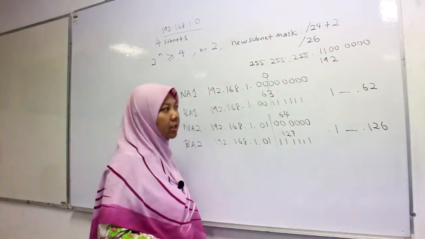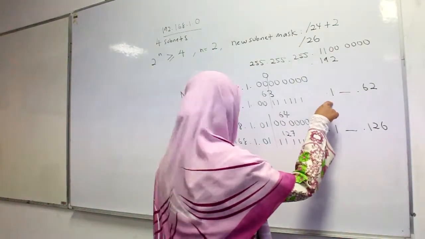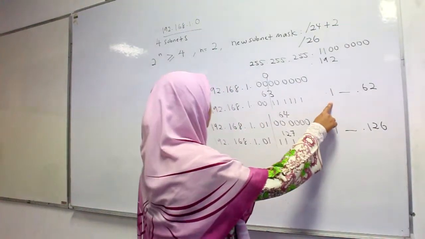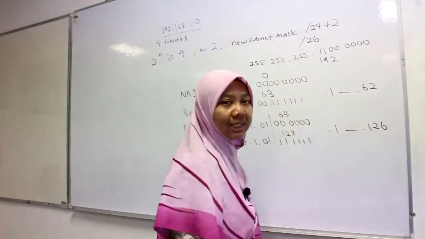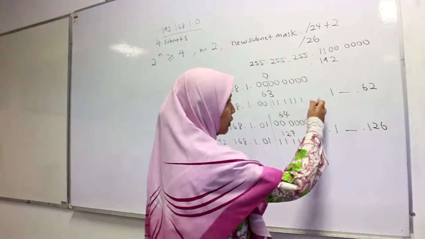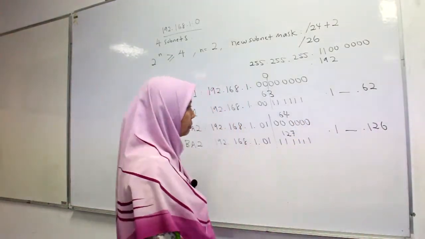So the IP addresses that are usable for this subnet start from 192.168.1.1 until 192.168.1.62. For simplification, I just take the last octet.